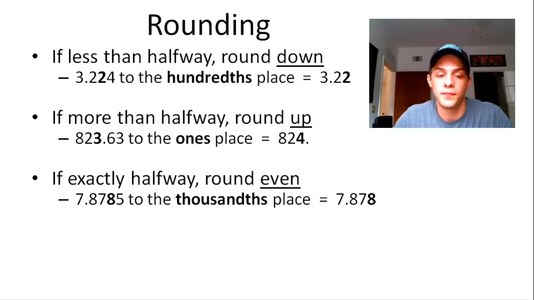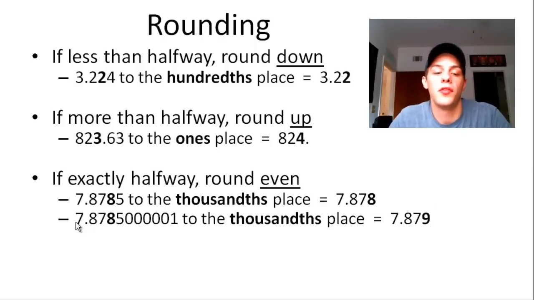On the other hand, if I had a number such as 7.875000001 and I wanted to round that to the thousandths place, it doesn't matter how far removed this 1 is, it's still a little over halfway. So that's actually going to round up. That's going to round to 7.879.